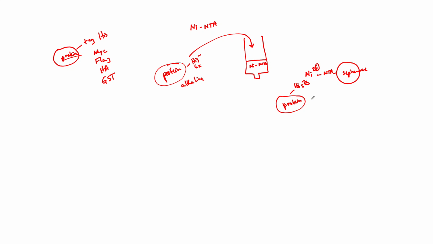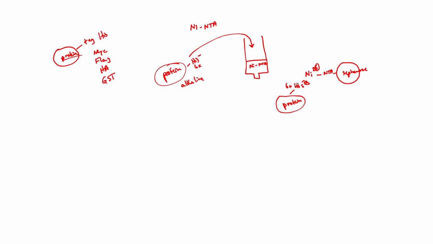Other proteins have histidines, right? Other proteins in the cell will have histidines, but they won't have 6 histidines. So they may bind to the nickel in this column, but they won't bind with as high an affinity as our His-tagged protein, because it has 6 histidines right in a row.